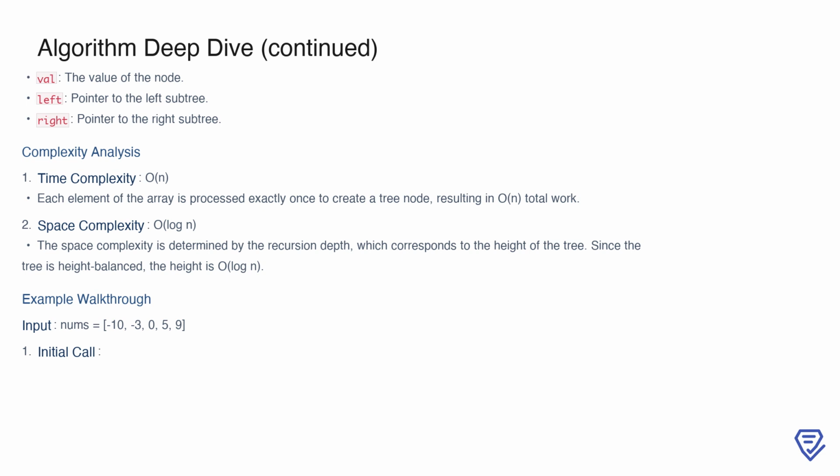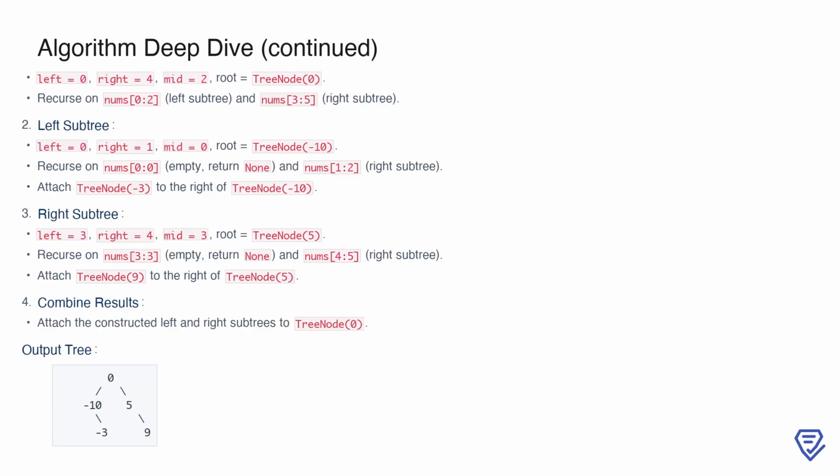To see how this plays out concretely, we'll walk through an example using the input array nums equals -10, -3, 0, 5, 9. The goal is to construct a height-balanced binary search tree step by step. We start by identifying the middle element of the entire array, which is at index 2. This gives us the root node with a value of 0. We then recursively construct the left and right subtrees.